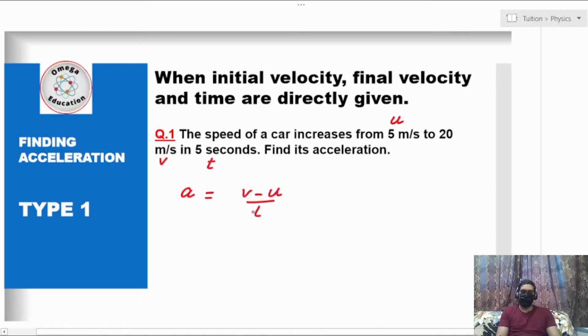So we write down the same standard formula, v minus u over t. In the next step, we simply plug in the values. 20 minus 5 divided by 5, and that would be 15 divided by 5, which would be 3 meter per second squared.